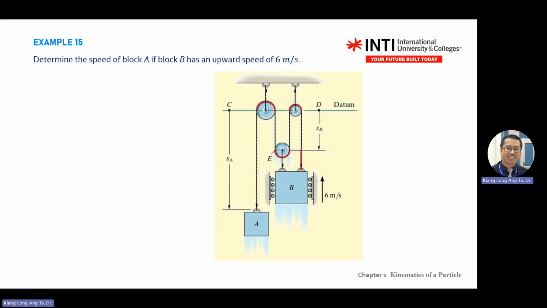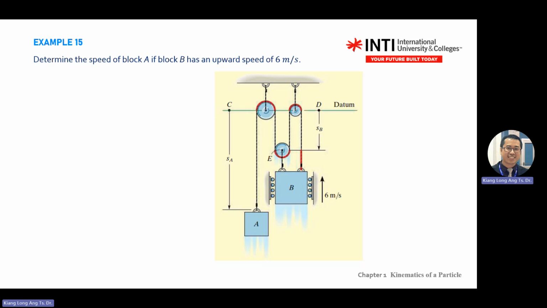Okay, 5 more minutes. We are quick one. How to apply? Still the same. You apply the steps here. First, you look at the total length. Doesn't matter how many pulleys you see there. Calculate the total length for this diagram. Determine the speed of block A if block B has an upward speed of something.